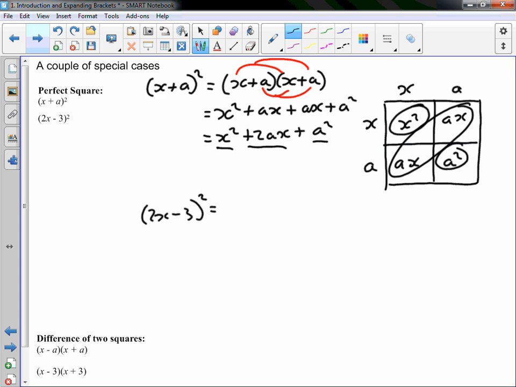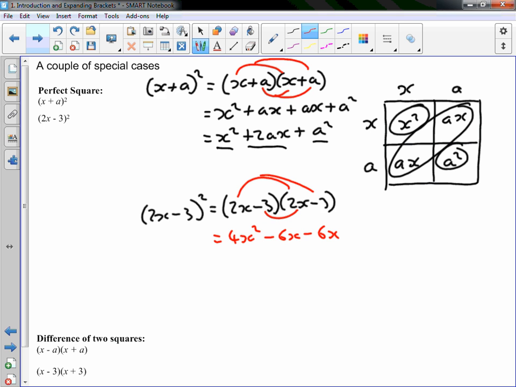Okay, I'm assuming you've given it a go on your own. Let's see if you were right. So I've got my 2x minus 3. So if I want to try this out fully, I'm going to have 2x minus 3, 2x minus 3. And if I expand that by putting on lines, I'm going to get 4x squared minus 6x minus 6x plus 9, leaving me with at the end 4x squared minus 12x plus 9.